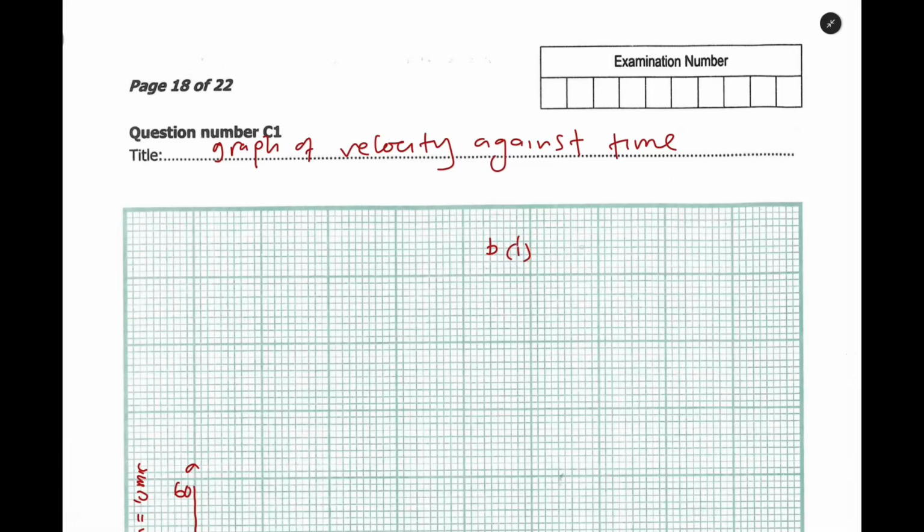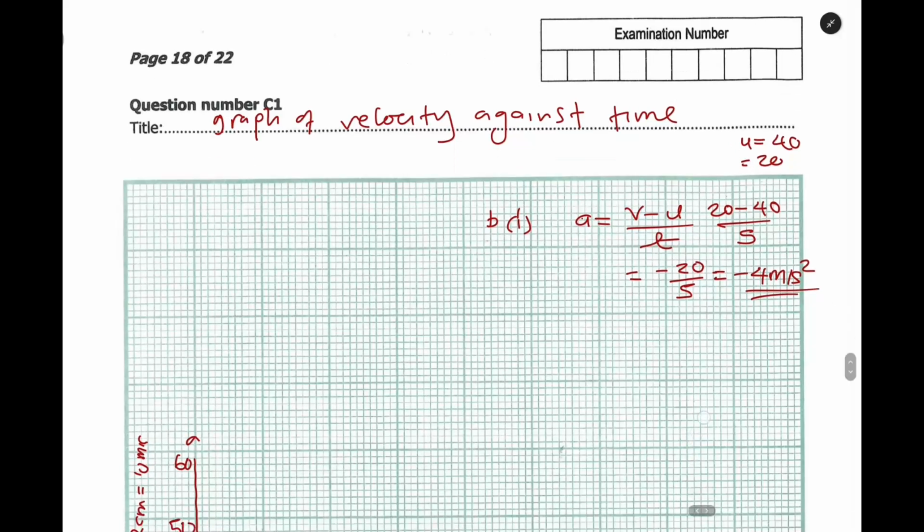So retardation is acceleration. So you're going to say acceleration is equal to final minus initial over time. In 5 seconds, the initial was 40, the final was 20. So I'm going to say 20 minus 40 over time 5. We are going to have negative 20 divided by 5, which is negative 4 meter per second square. Retardation is negative, so that is the answer right there.